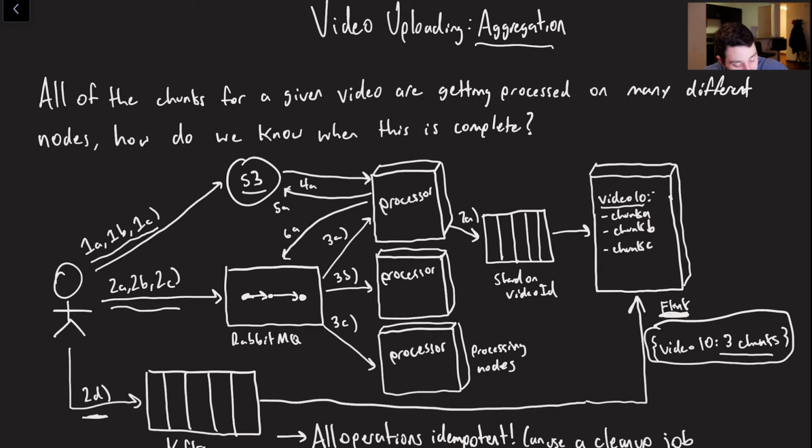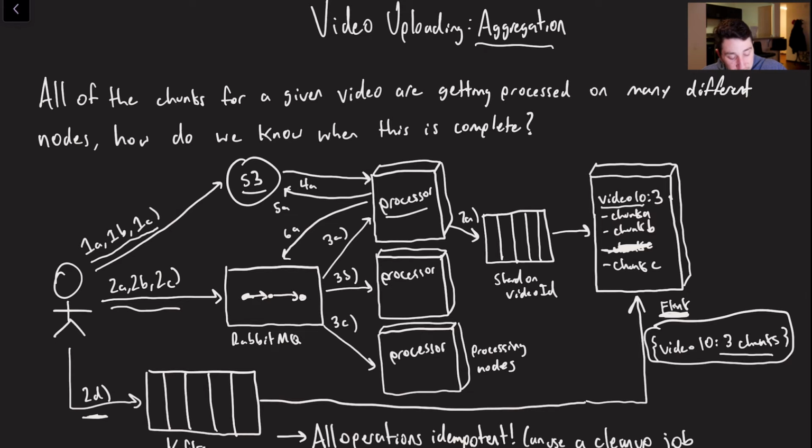So I could say video 10 is 3, and then imagine chunk C isn't in yet. Once I see chunk A and once I see chunk B, we're still not done. Eventually chunk C gets over here to Flink, and then we say, okay, actually we're good to go. How does chunk C get there?